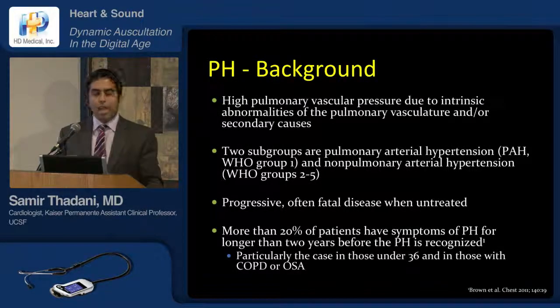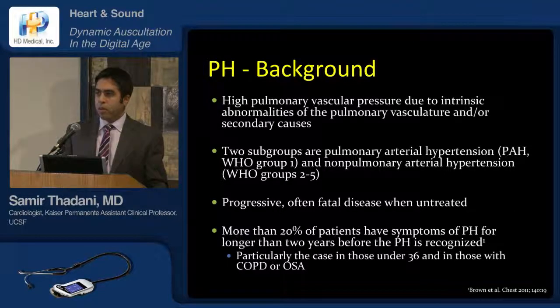And so pulmonary hypertension, just as a way of background, is defined as high pulmonary vascular pressure due to intrinsic abnormalities of the pulmonary vasculature or secondary causes. There are basically two subgroups of pulmonary hypertension, one being pulmonary arterial hypertension, or WHO group 1, and then non-pulmonary arterial hypertension, or groups 2 to 5. It's progressive and often fatal when untreated.